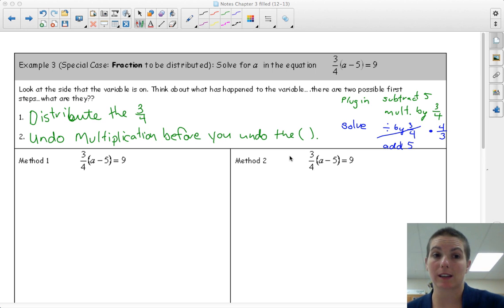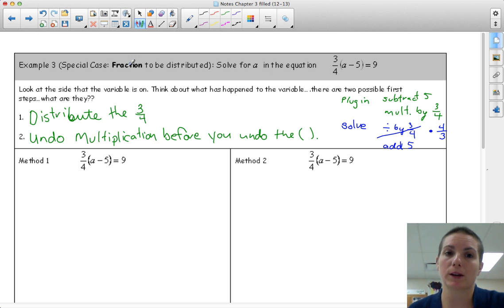All right, so let's accomplish the second part of this 3.3. In example 3, we have a special case where we have a fraction that needs to be distributed. We need to solve for a in the equation 3/4 times the quantity a minus 5 equals 9. Now, I really want you to pay attention, first and foremost, to what we would do to solve this problem.